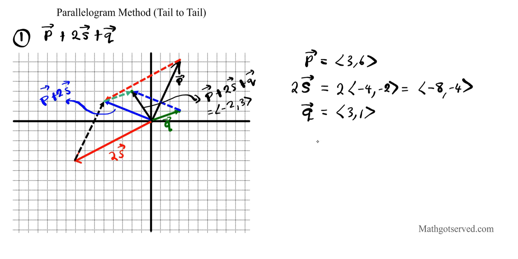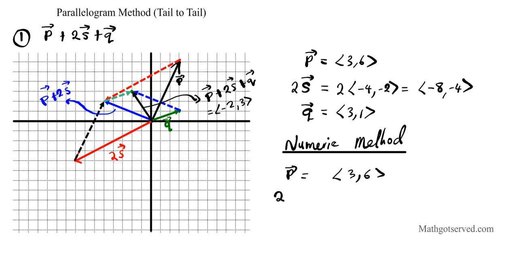Now let's do it using the numeric method, okay? Numeric method. Hopefully we get the same answer, which will confirm that our answer is in fact correct. All right, so numerically we just simply find the combination, arithmetic sum of these vectors. So we have p is (3, 6).